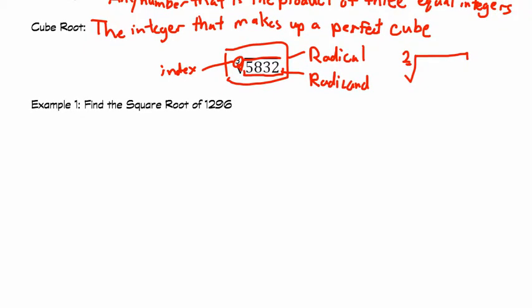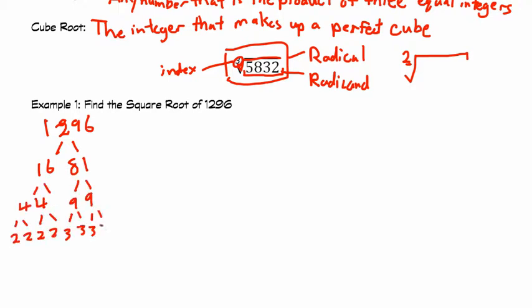So for our first example, we will find the square root of 1296. To do this, we use the prime factorization. To find the prime factorization, we will use a factor tree. What we get when we do the prime factorization of 1296 is 2 times 2 times 2 times 2 times 3 times 3 times 3 times 3.